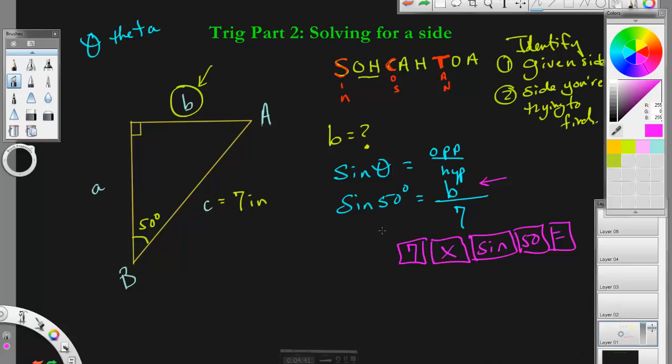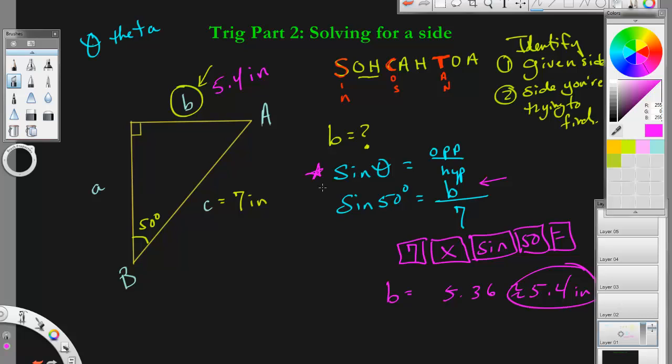I'll pause. All right, so when you do this, you get the side B equals 5.36. We can call it 5.4 units long, or inches long. In this case, 5.4, and that makes sense. That's pretty proportional to the rest. If you got an answer bigger than 7, of course that wouldn't be right because the hypotenuse is the longest side.